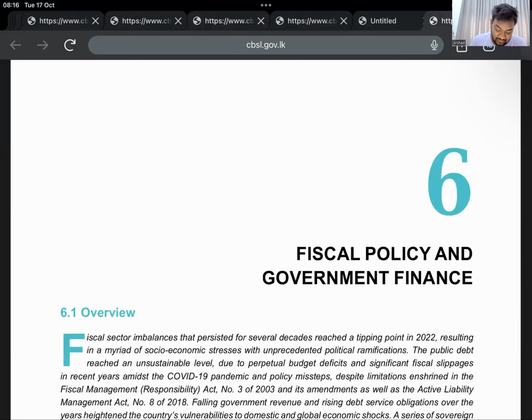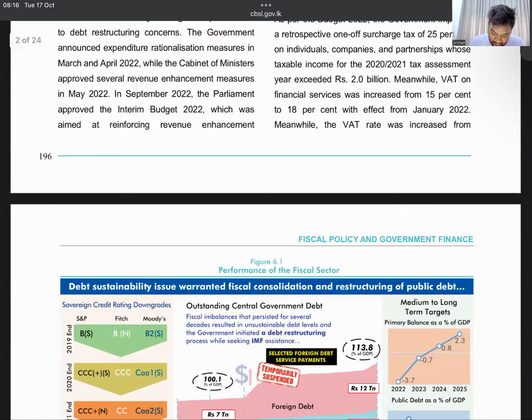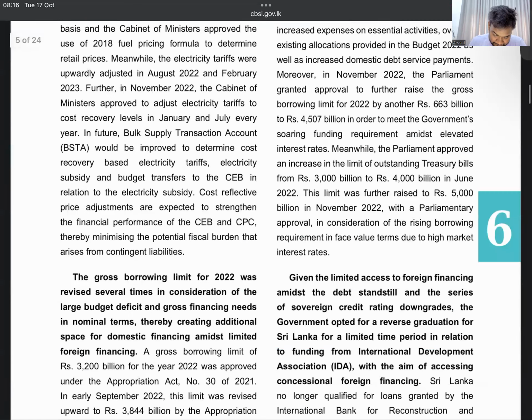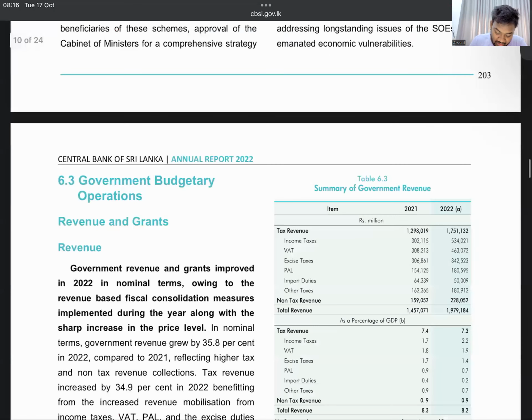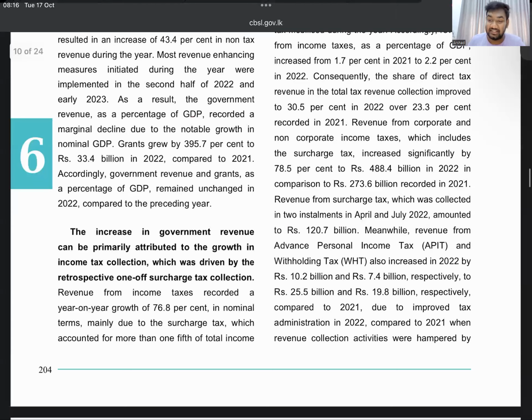I think we'll go to government revenue. They will give something. Total government revenue. Each paragraph is about one item. Okay, this is about income tax. This is about VAT. These are excise. Yes, we'll just read this and see.